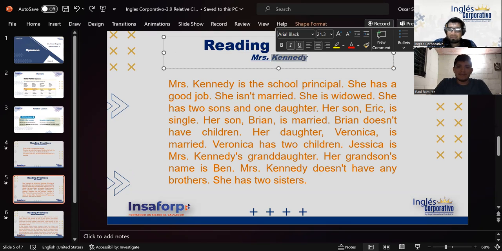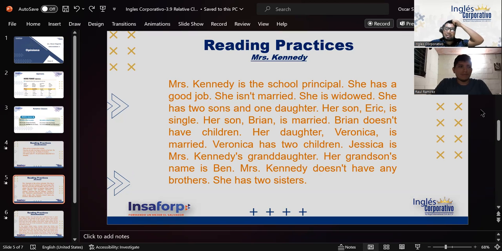Decimos solo Miss, Miss se utiliza para referirnos a señoritas, o sea, a mujeres que no están casadas, so that would be Miss. In this case it would be Mrs., y es complicada porque tiene una R, y para uno es como, ¿por qué está esa R ahí? Pero es Mrs. Kennedy. So yeah, Mrs. Kennedy is a school principal.